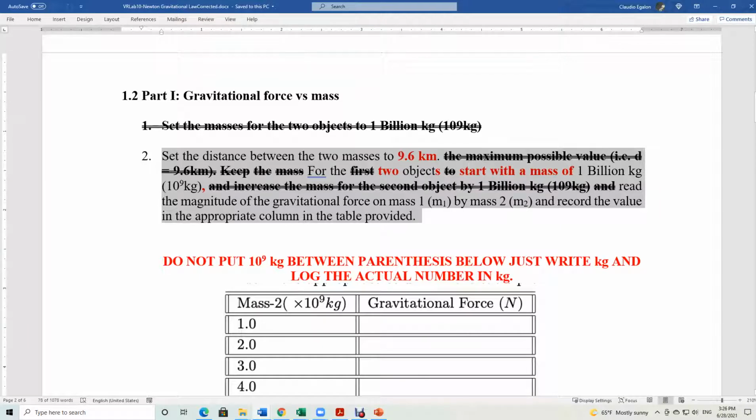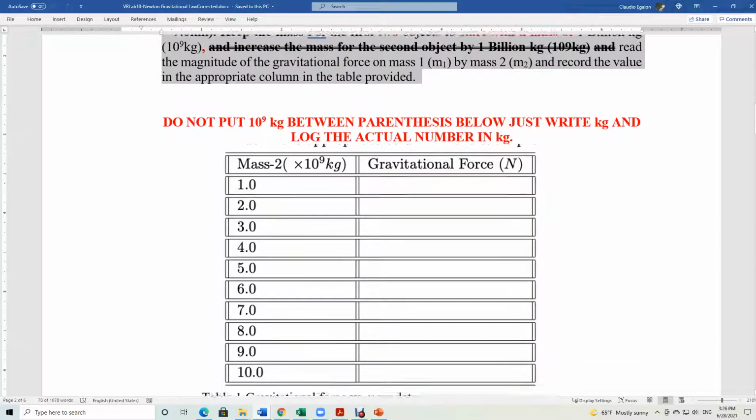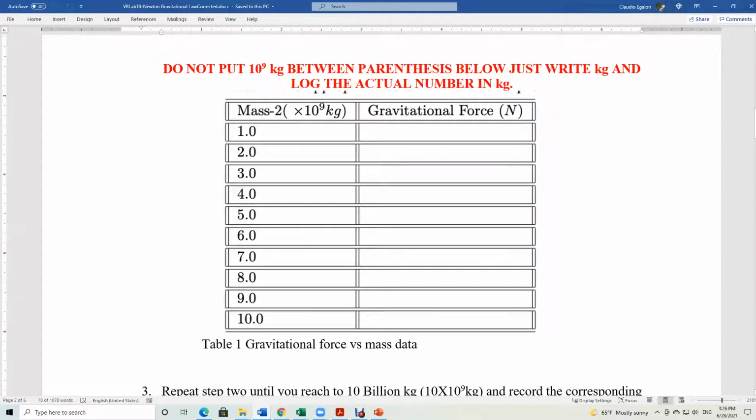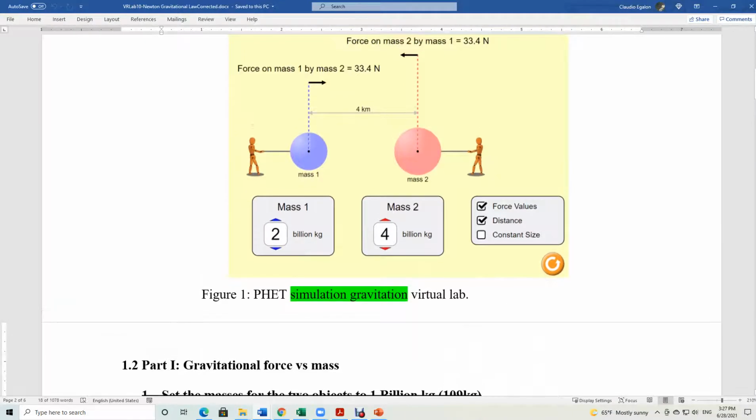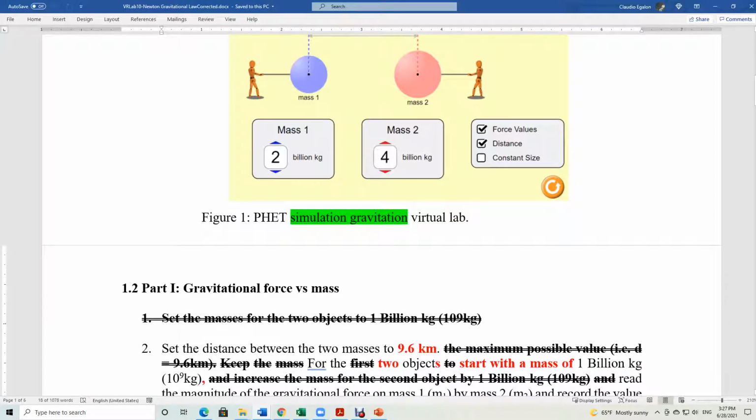Read the magnitude of gravitational force and record the value in the appropriate column in the table provided. Okay? So here you go, we are going to make a table like that in an Excel spreadsheet, but follow here my instructions. Do not put 10 to the 9 kilogram between parentheses below. Just write kilogram and log the actual number in kilograms. I'm going to show you how to do that. This is going to be mass. We are going to keep this mass at 1 billion, and we are going to change this one as we go along. That's what we're going to do.